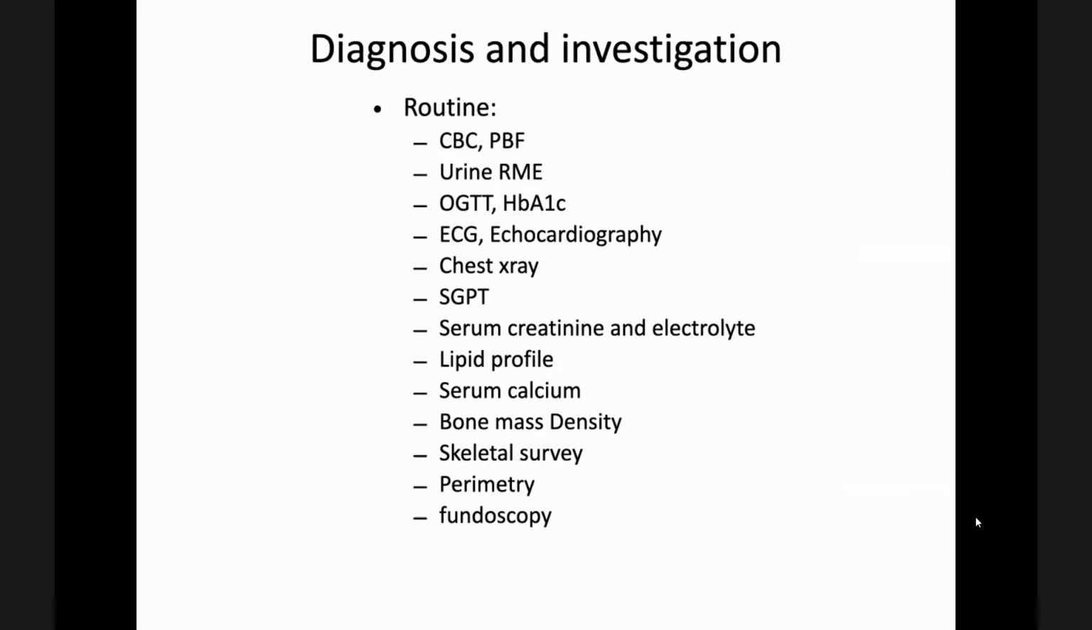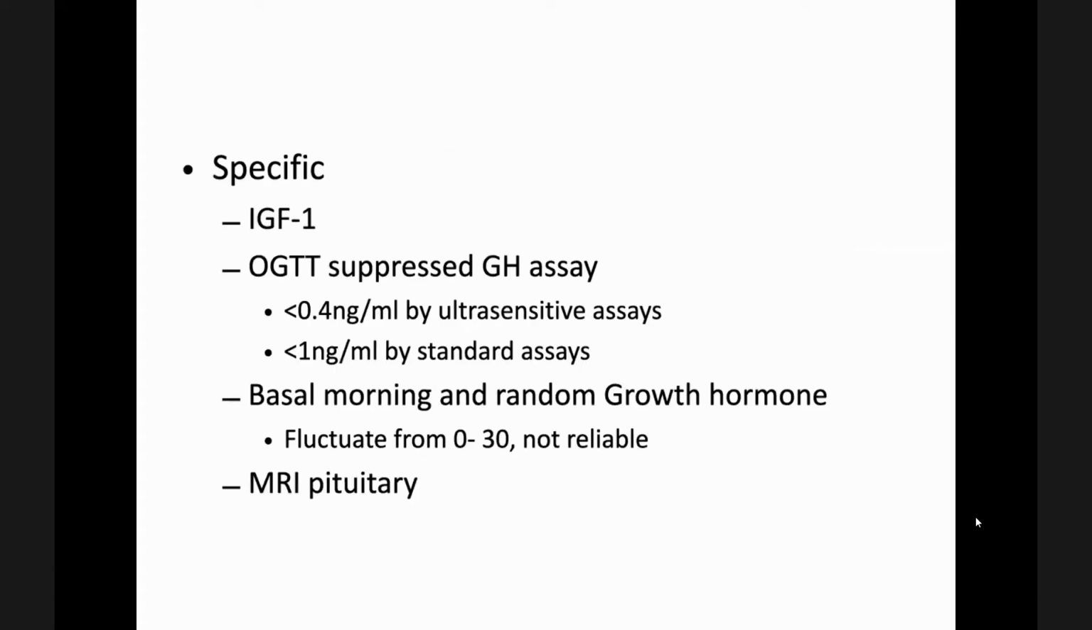So diagnosis and investigations. Routine investigations are to check for other problems, for example for diabetes we go for oral glucose tolerance test and glycated hemoglobin. Similarly, we go for complete blood count, peripheral blood, urine, ECG, echocardiography to look at the heart, chest X-ray, and serum calcium and other things. But the most important way to diagnose growth hormone excess is a specific test like insulin-like growth factor 1 analysis. Otherwise, if insulin-like growth factor 1 is not available, then we go for OGTT suppressed growth hormone assay.